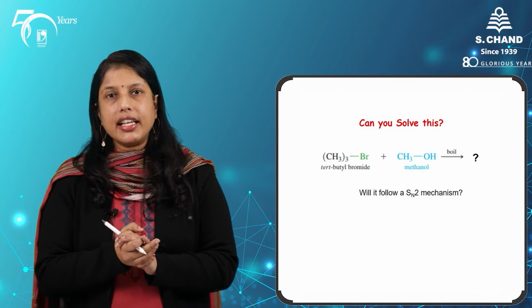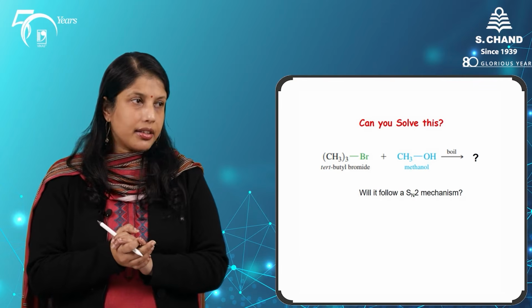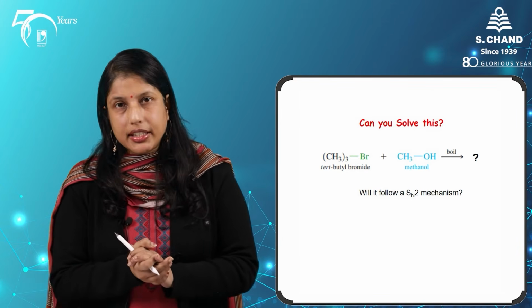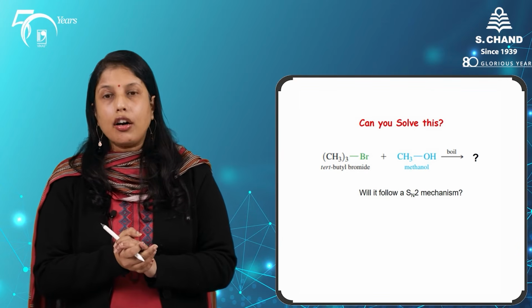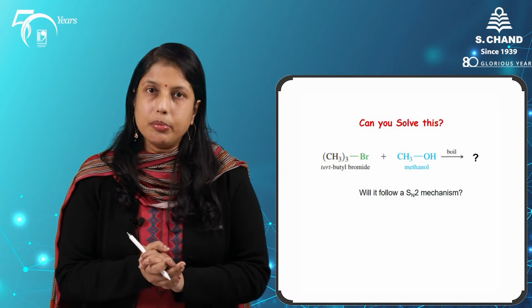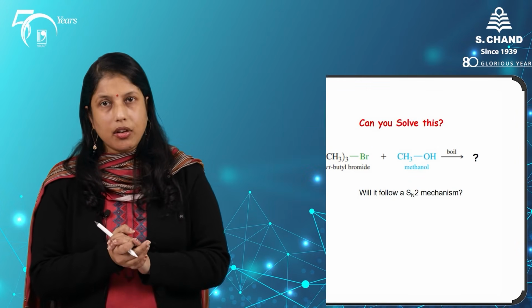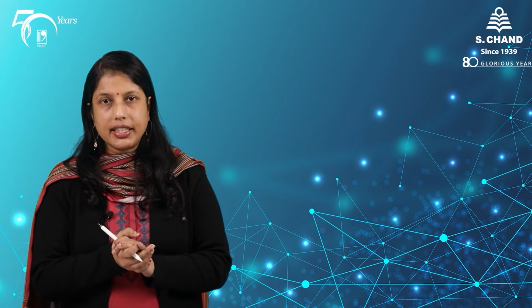So welcome back to the S Chand Academy. Before the break, I left you with a question. So let's see if we can solve it together. I had asked you to consider the solvolysis of tertiary butyl bromide in boiling methanol. Were you able to find out what the product is? And does this follow an SN2 mechanism? So let's solve it together and see what it is.